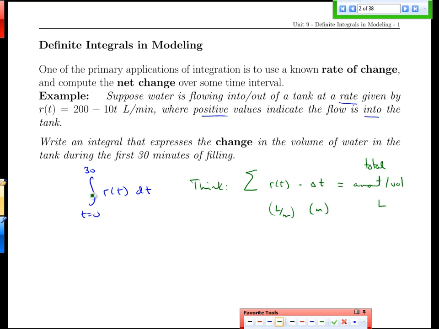And the analogy is that this little s here is the continuous version of the sum, r of t, delta t gets replaced by dt in our integral. And that's how we build integrals conceptually using this rate idea.